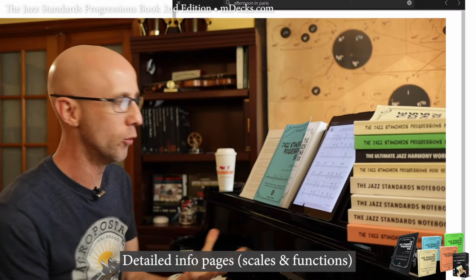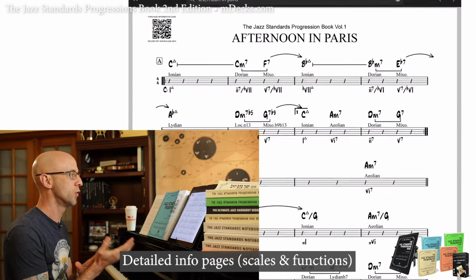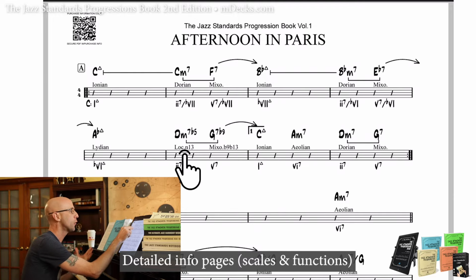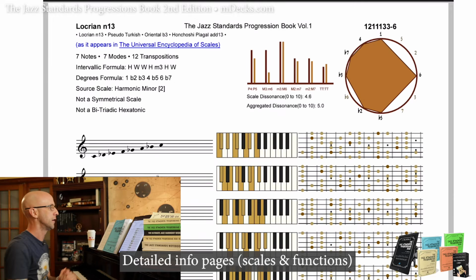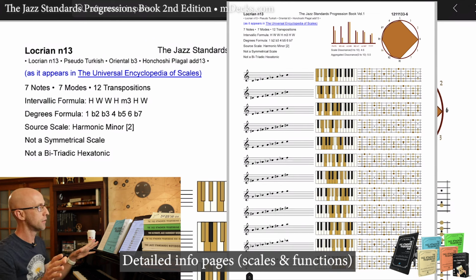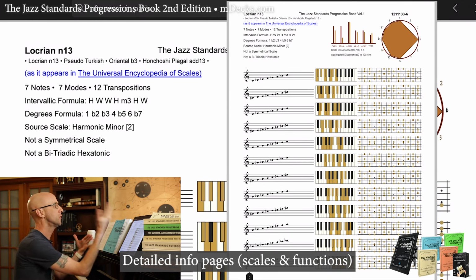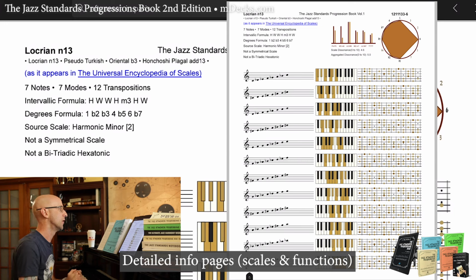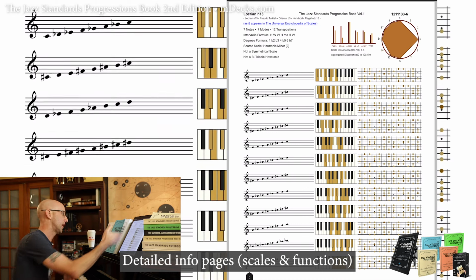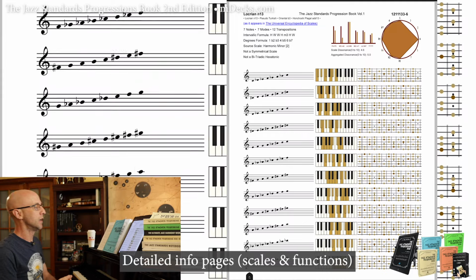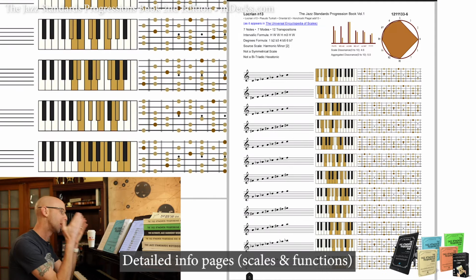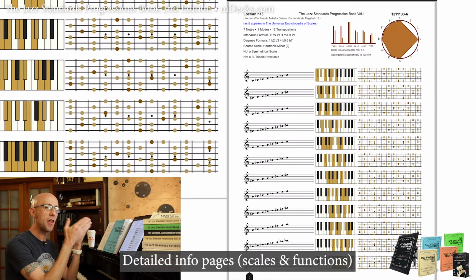So we talked about Mixolydian on that first example. Let's look at a more obscure chord and a chord scale that goes with it, like maybe this Locrian natural 13 down here in measure 6. So I can see everything about this scale that I need to know, that it has 7 notes, there's 7 modes, I can transpose it 12 times. I see its intervallic formula, I see it by way of its degrees formula. I see that its source scale is harmonic minor, that it's the second mode of harmonic minor. And of course, I have it written on my staves here in all 12 keys, mapped out for me also on the piano and the fretboard.